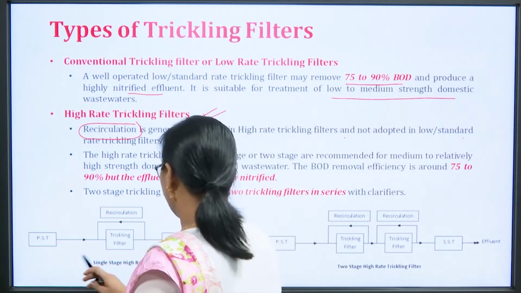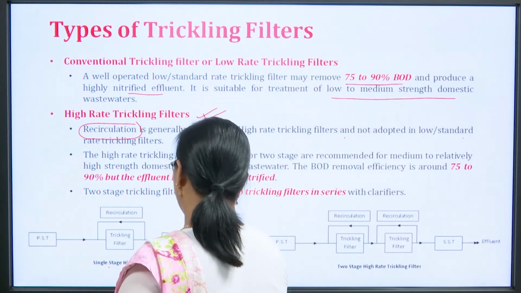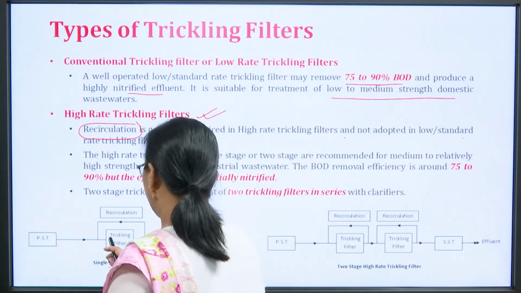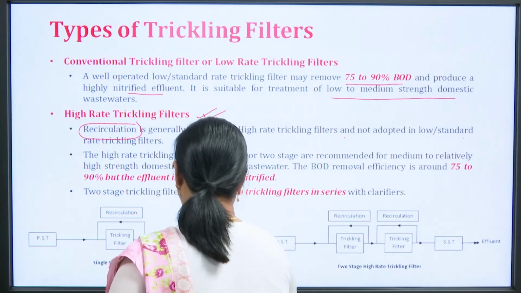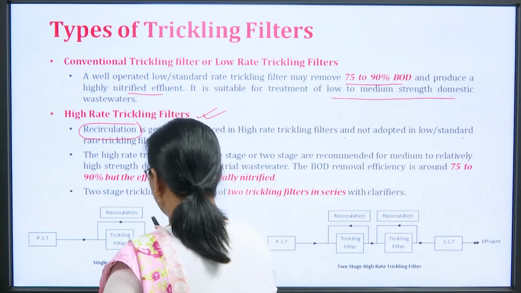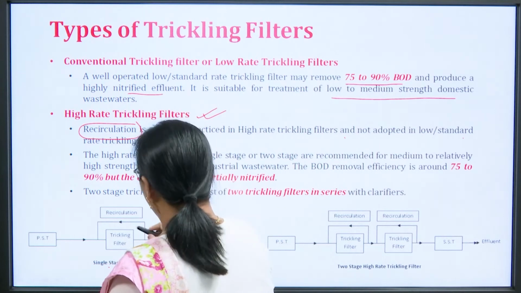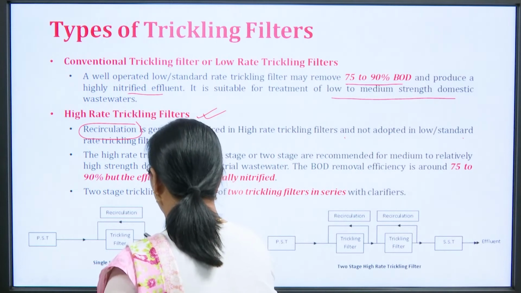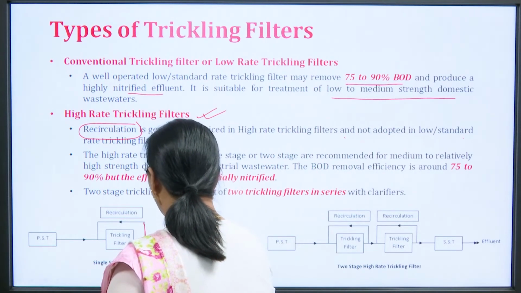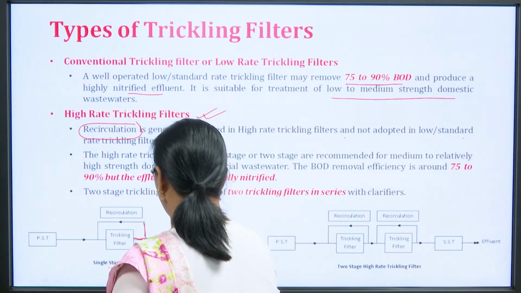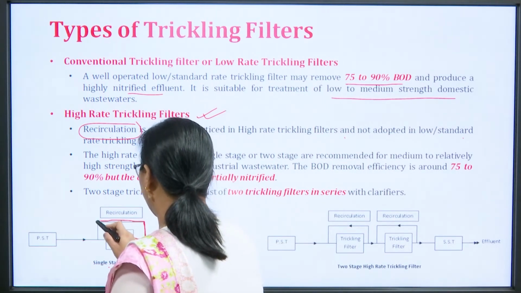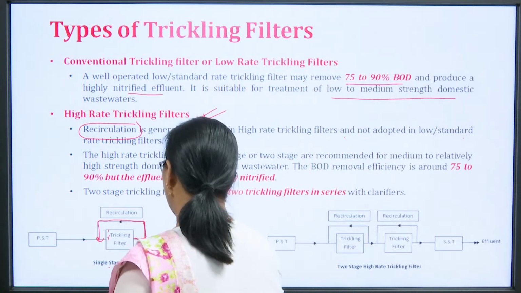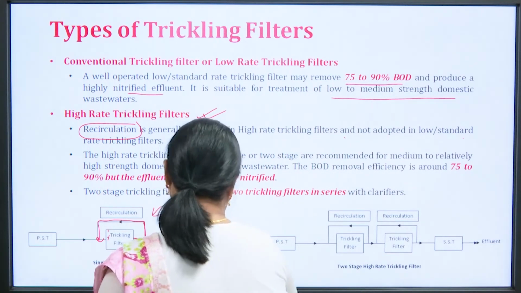This is a single stage high rate trickling filter. You have the primary sedimentation tank, a trickling filter and a secondary sedimentation tank. In conventional you will have this line, but with a high rate trickling filter, you send back a part of the effluent coming out of the trickling filter to the trickling filter again. So, this is a high rate trickling filter.